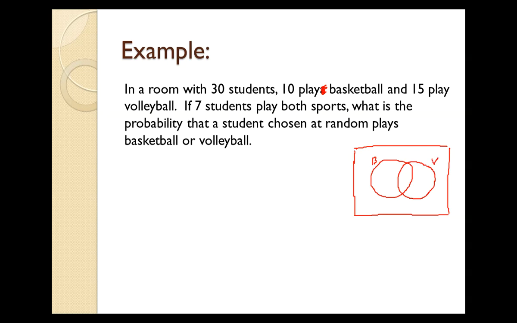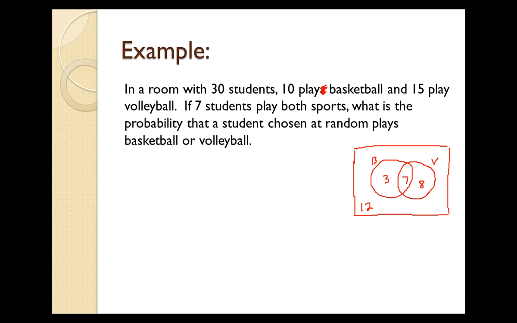Starting from the inside out, I know that 7 students play both sports, 10 play basketball, and that means that 3 of them would just play basketball, plus the 7 who also play volleyball makes 10. And 15 play volleyball, so 15 minus 7, 8 people would play just volleyball. If you add those up, this isn't part of the question, but there's 18 students represented in that diagram. That would leave 12 students that don't play either sport.